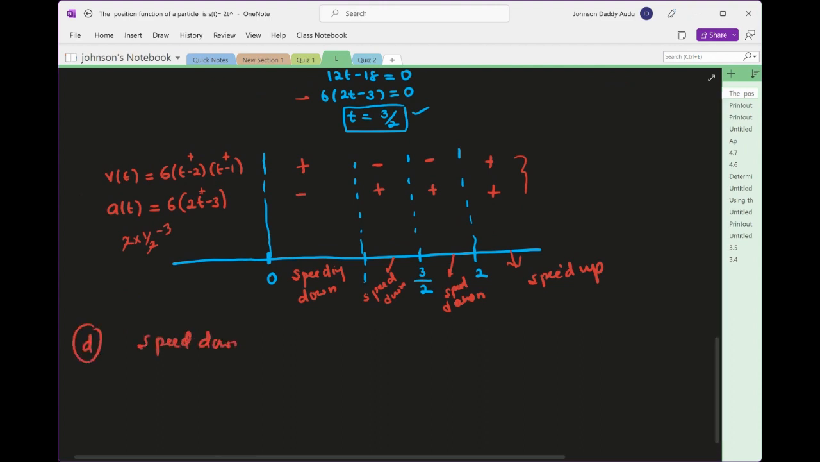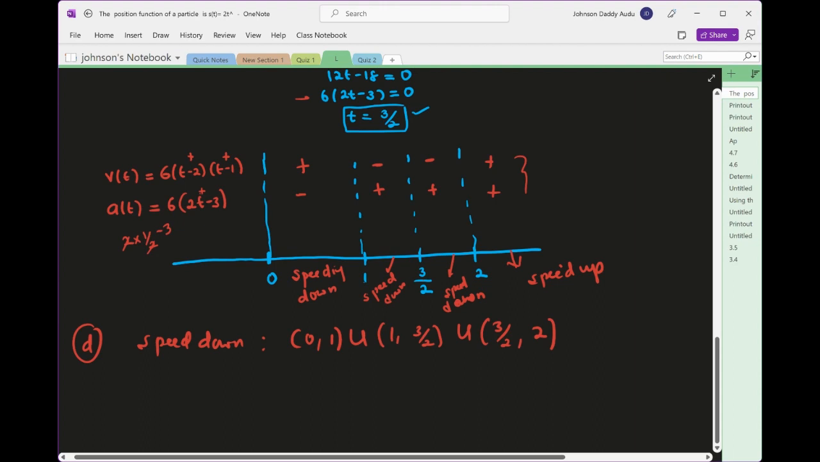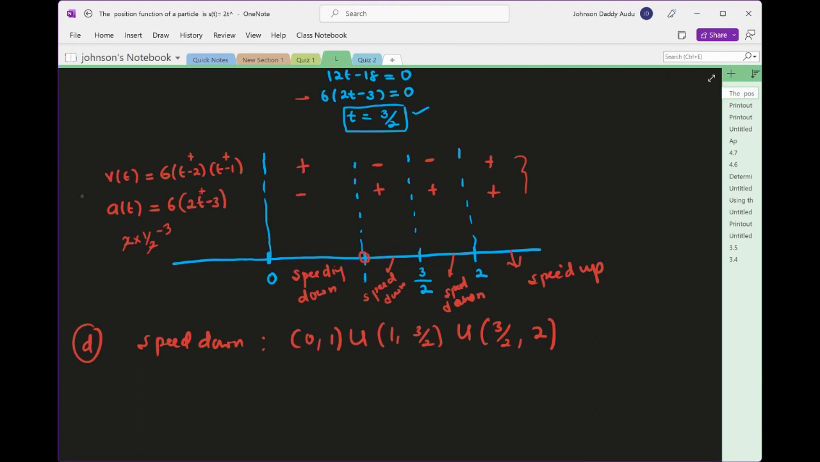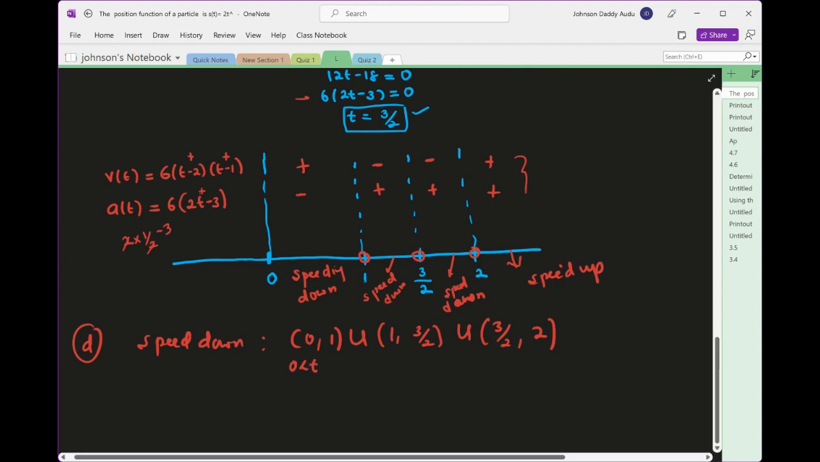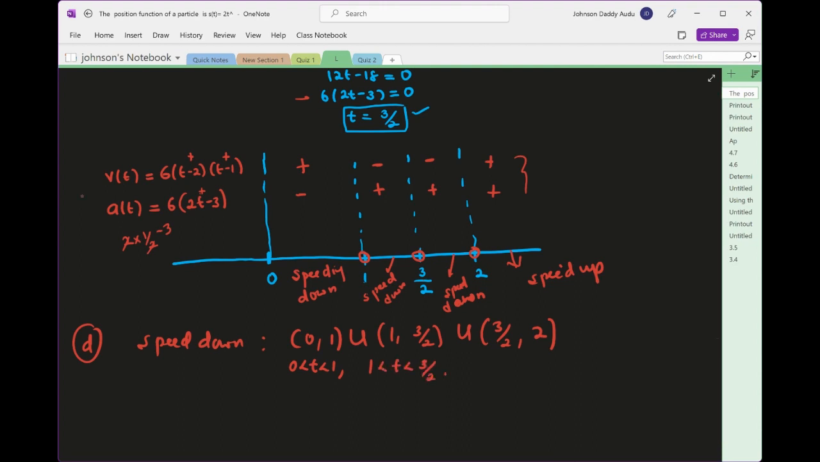Question D said speeding down will just be, you can take it as 0 to 1, union 1 to 3 over 2, union 3 over 2 to 2. So in all of this interval, we have speeding down. And just like I said earlier, leave these points open, so you cannot use a closed interval here. So we can write this as an inequality: t is between 0 and 1, or t is between 1 and 3 over 2, or 3 over 2 less than t less than 2.